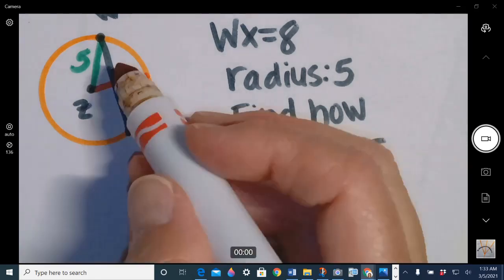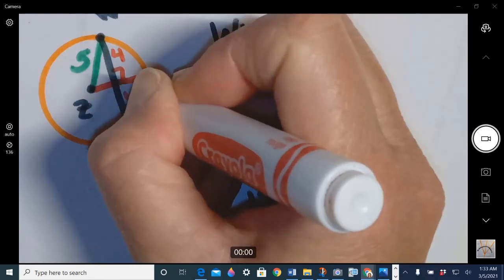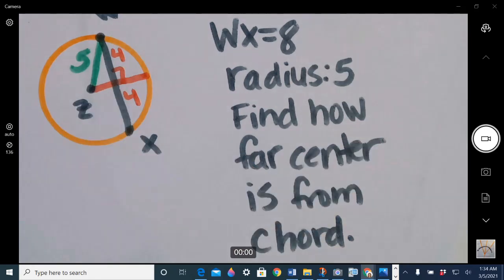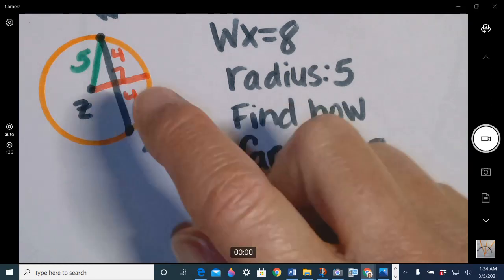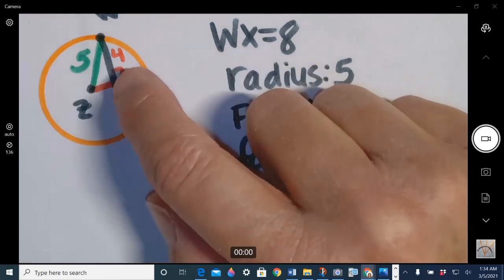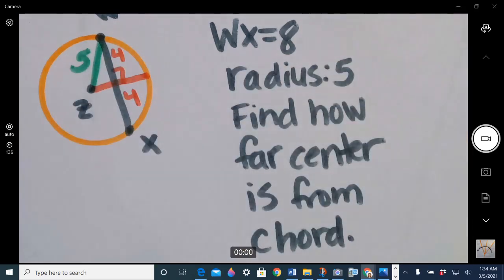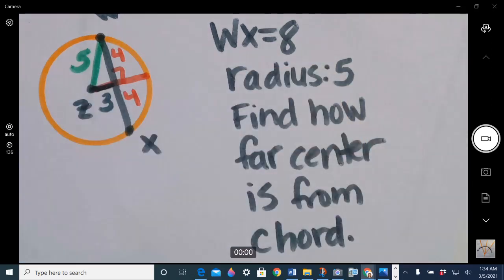So if it's bisecting this, which was 8, now this is going to be 4 and this is going to be 4. So I have a triangle here. Now this triangle is a right triangle, again, because this is a perpendicular bisector. So I can use Pythagorean, and if this is 4 and my hypotenuse is 5, then I know that this length right here is going to be 3, because that's a 3, 4, 5 right triangle. So that's something that they want us to see, okay?